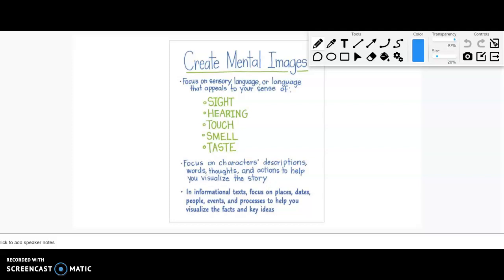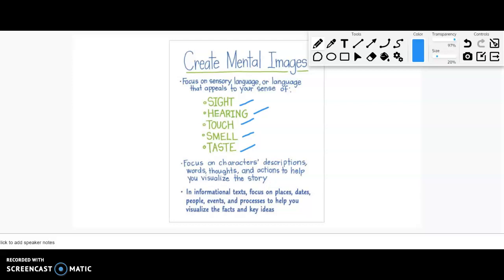All right, for this lesson, you are going to read a story about the water cycle. And while you read it, I want you to think about creating mental images. So think about words that talk about what you see, what you hear, what you touch, smell, taste. Even if it doesn't say it directly, think about what it's telling you and then what you might see in that place or around there.